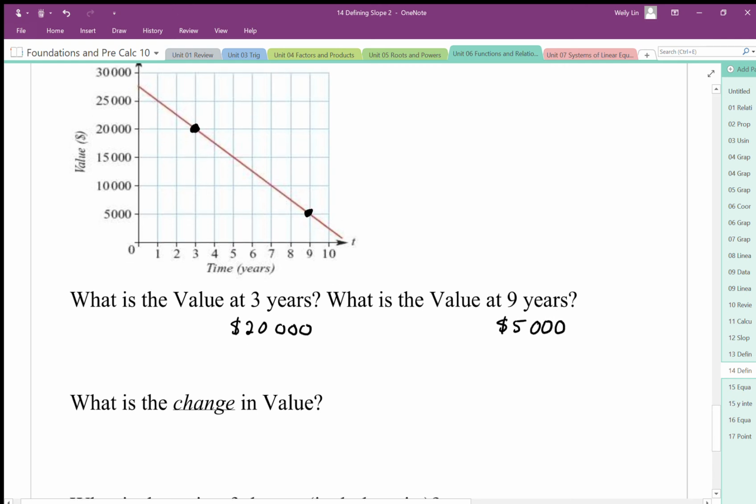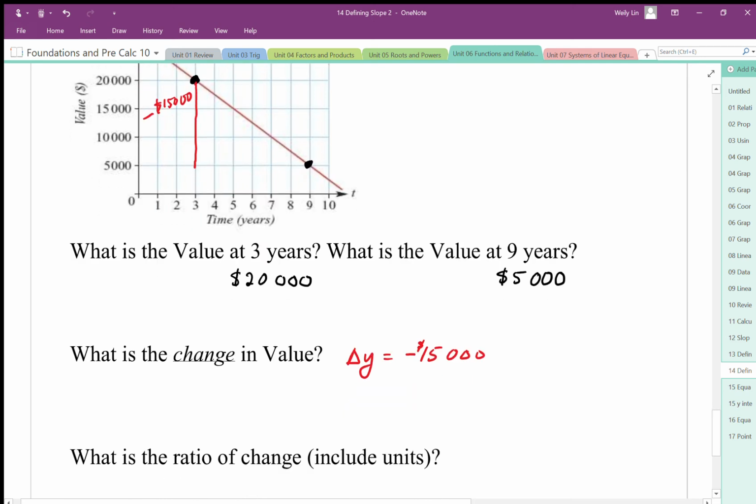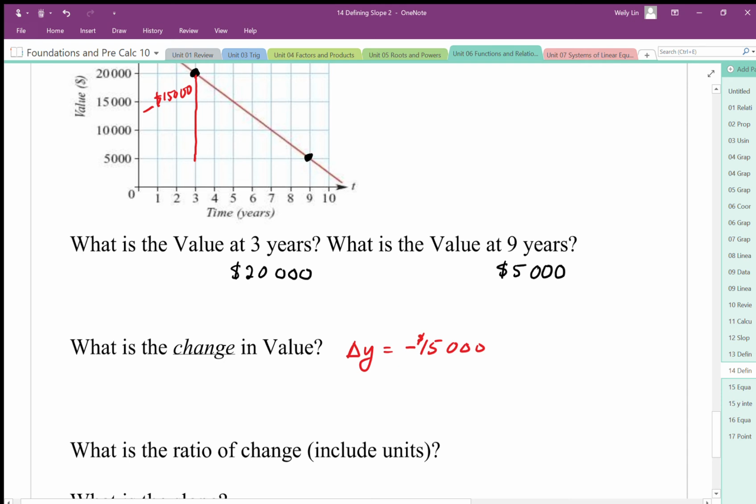So then when we want to work out the slope, we need to know the change in the value. Okay, and the change has gone down, so it's a negative change. So it's gone down, it's lost $15,000 of value. So the change in y works out to be negative $15,000. And again, make sure that you keep track of your units here.